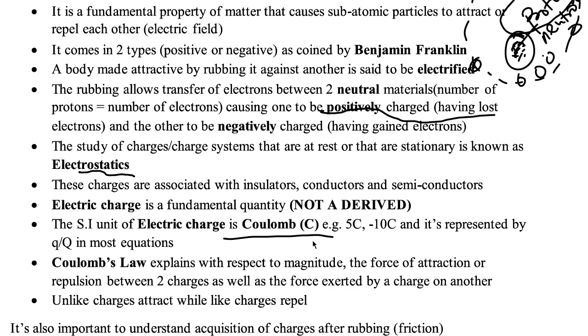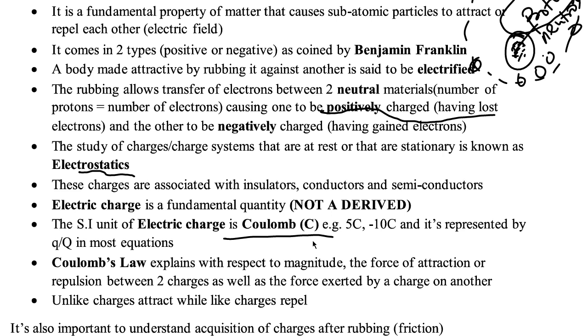Remember we said there are two types of charges. You have the positive and the negative charge, and then it is represented by Q. That's the small letter q or the capital letter Q in most equations, like you'd see in Coulomb's law, right? Q1 Q2 over 4 pi epsilon naught r squared, right? Okay, so Coulomb's law explains, with respect to magnitude, the force of attraction.